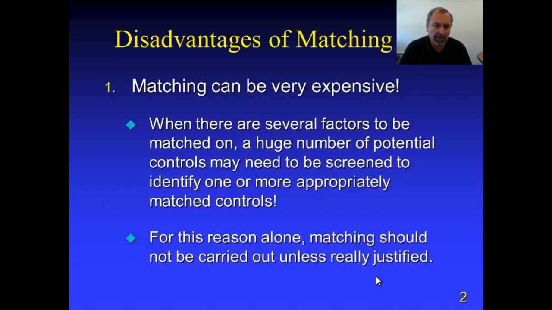The first one is that matching can be very expensive. I think I've already mentioned this. The more factors you have to match on, the more expensive it will be, because you have to screen a larger and larger number of potential controls before you can find somebody who satisfies all those matching criteria. So this alone means that you really shouldn't be carrying out matching unless it's really justified. As I mentioned before, it may be better just to recruit a larger number of people, but you'll have to do the math to figure that one out.